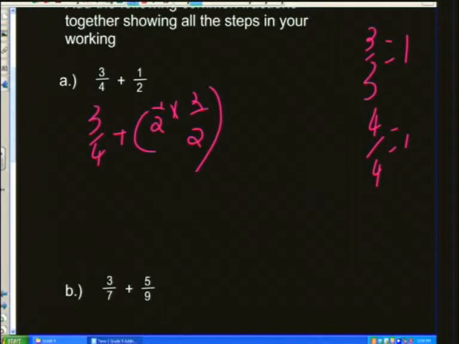So 2 times 2, I multiply the denominators first. 2 times 2 is 2. 1 times 2 is 2. No, 2 times 2 is 4. I'm sorry. Thank you for reminding me. Okay. So I've got 2 over 4 plus 3 over 4.